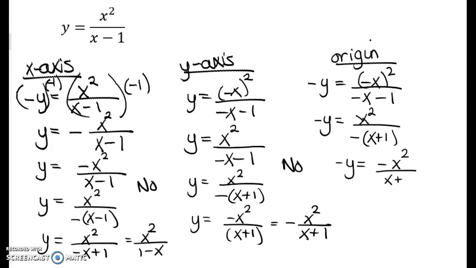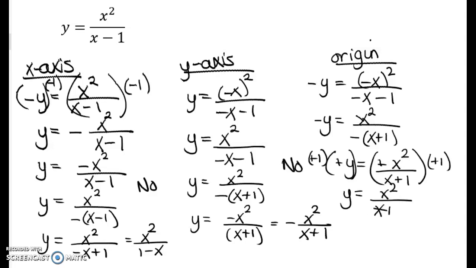Sorry about that. Now, you could try multiplying both sides by negative 1, so let's try that. These two negatives become positive, so plus, plus. These two negatives also become positive. But notice they're not the same. This one has a minus, ours has a plus. So this is also no to origin symmetry.